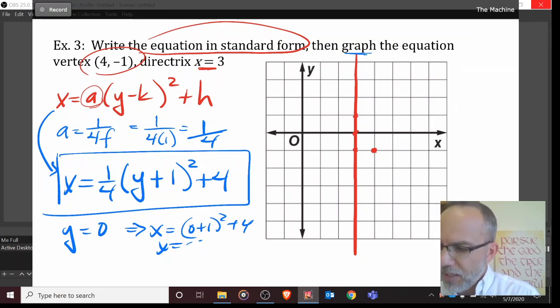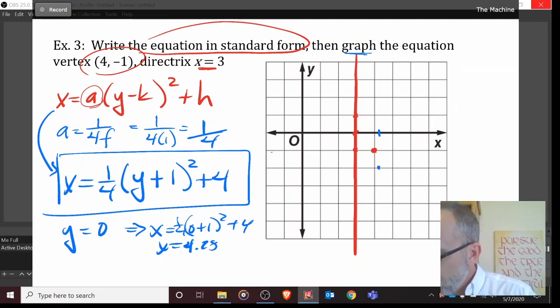x is not 5. x is going to be equal to 1/4 plus 4, so 4.25. So maybe like right there and then right there. Good. And I got an axis of symmetry that now comes through here. That's y is equal to negative 1. That's not part of the graph though. I'm just pointing out that it's symmetric.